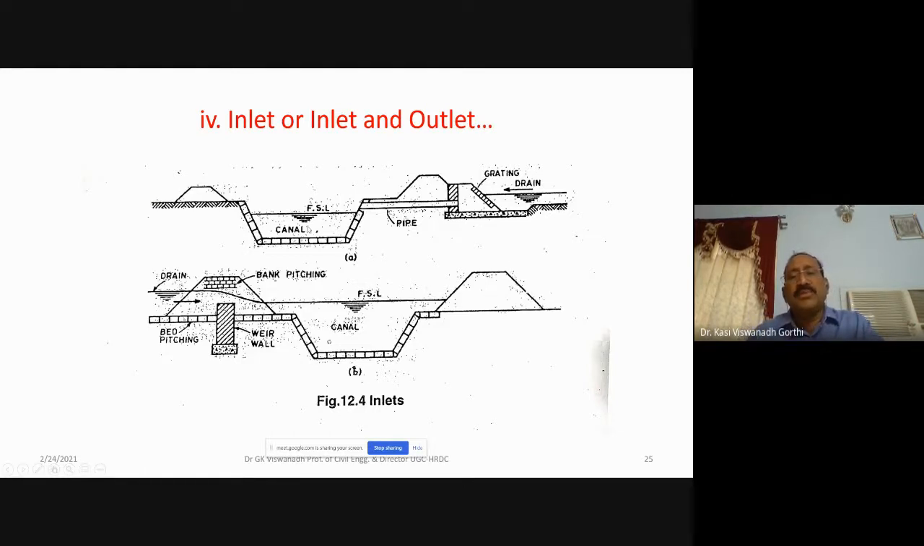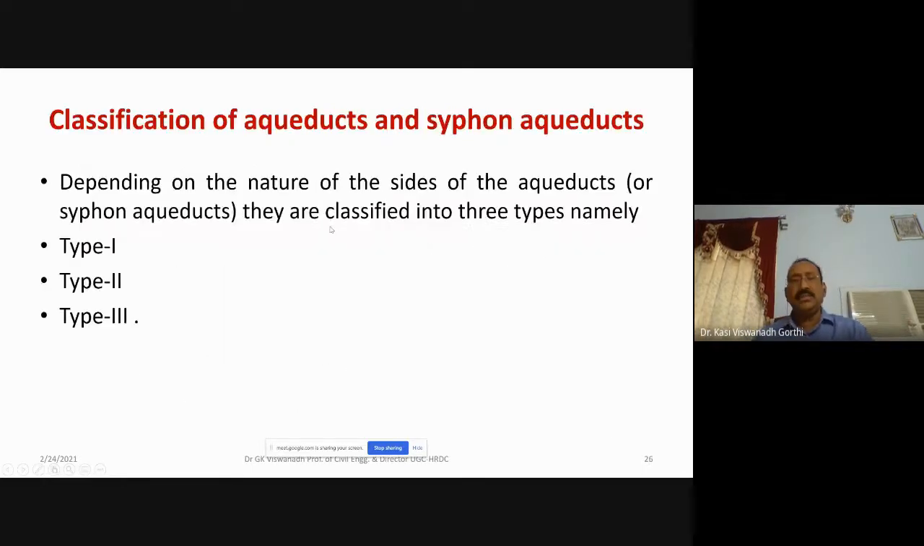You can see here there is a canal and a small pipe is provided here. This pipe carries the water from the drain and joins into the canal. So this is the inlet.